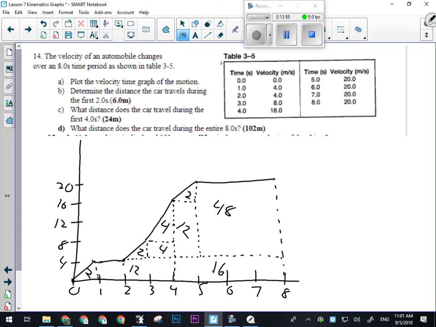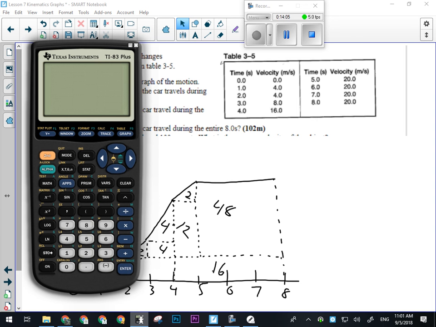Any other questions on 14? All right, what other ones were we doing? Now I forget. 19? Okay.